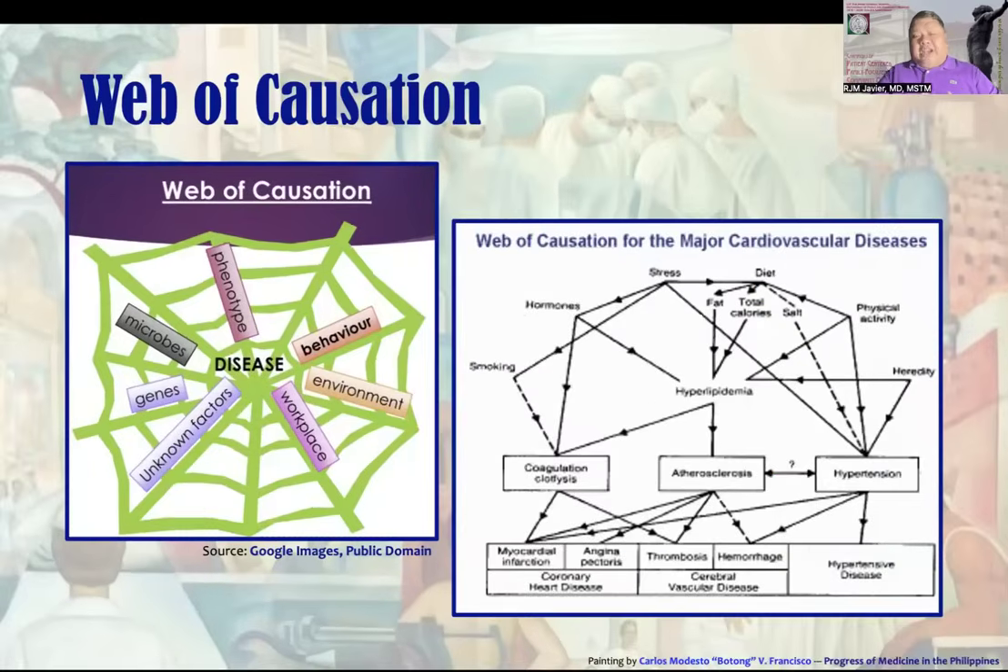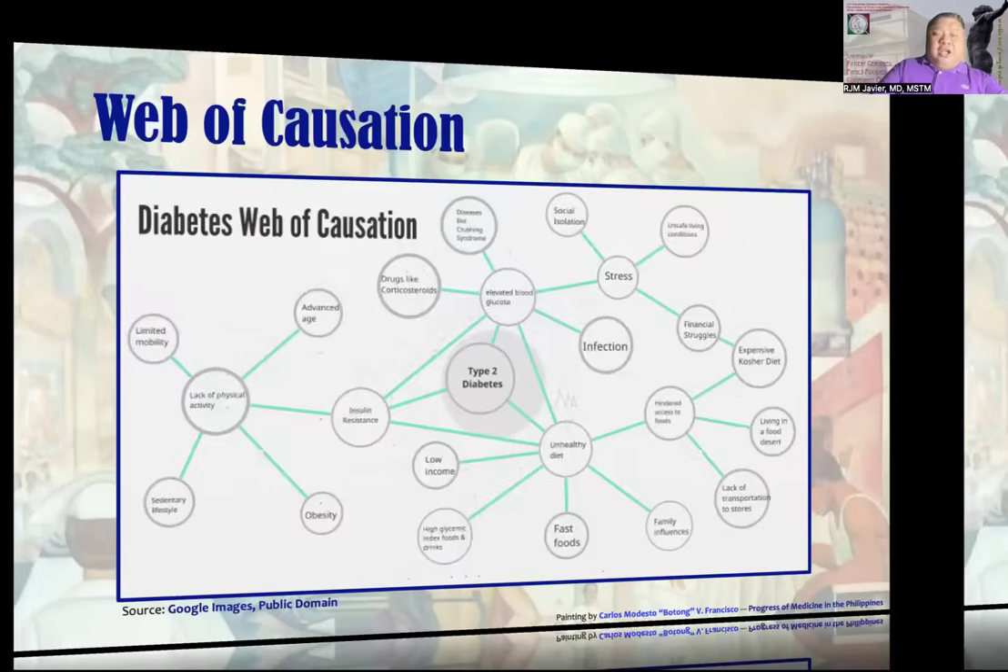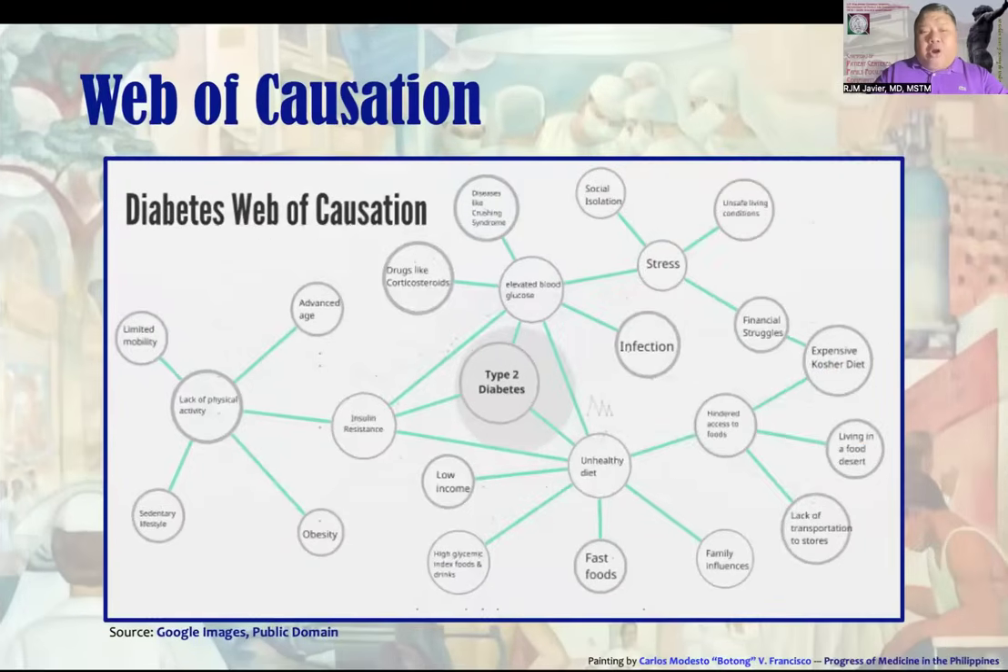Then the web of causation would tell us that for all conditions, whether we're talking of communicable or your non-communicable diseases, we can look into a myriad of variables that cause the interplay, and their interplay would result in the outcome or the creation of certain medical conditions. So, just to share with you some of the more commonly accepted webs of causation for cardiovascular diseases and diabetes mellitus.